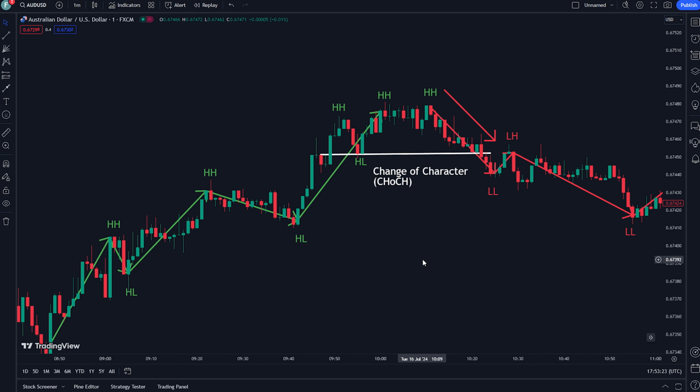Change of character. It occurs when price breaks the previous structure during a trend, often signaling a reversal from the current trend. For example, if the price is forming higher highs and higher lows, then it breaks the previous lows, forming lower lows. So this is called change of character.